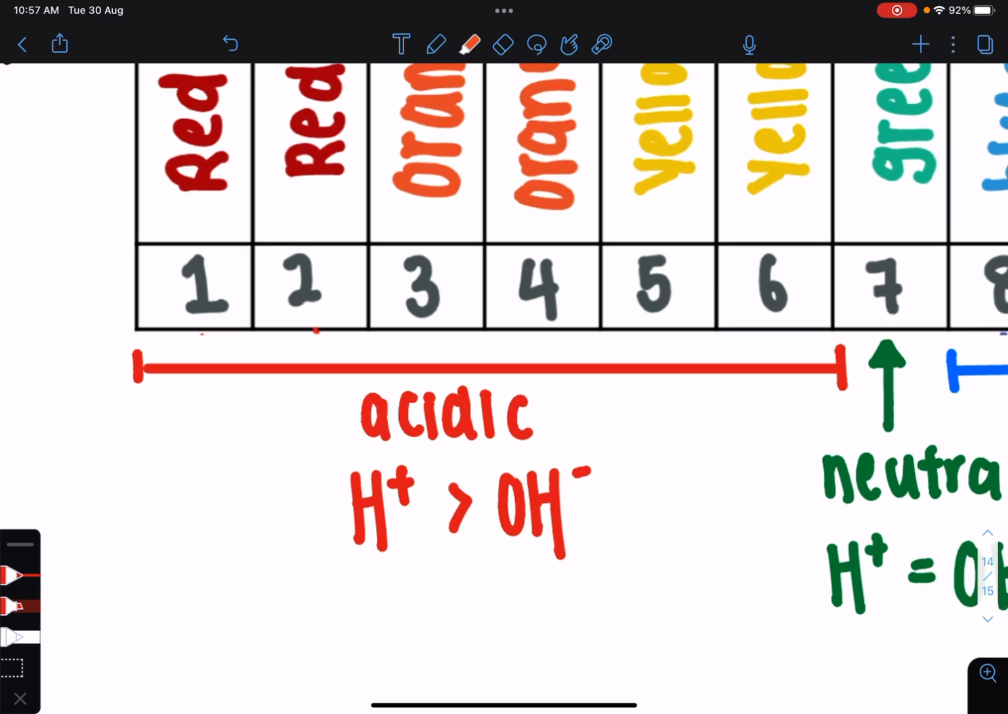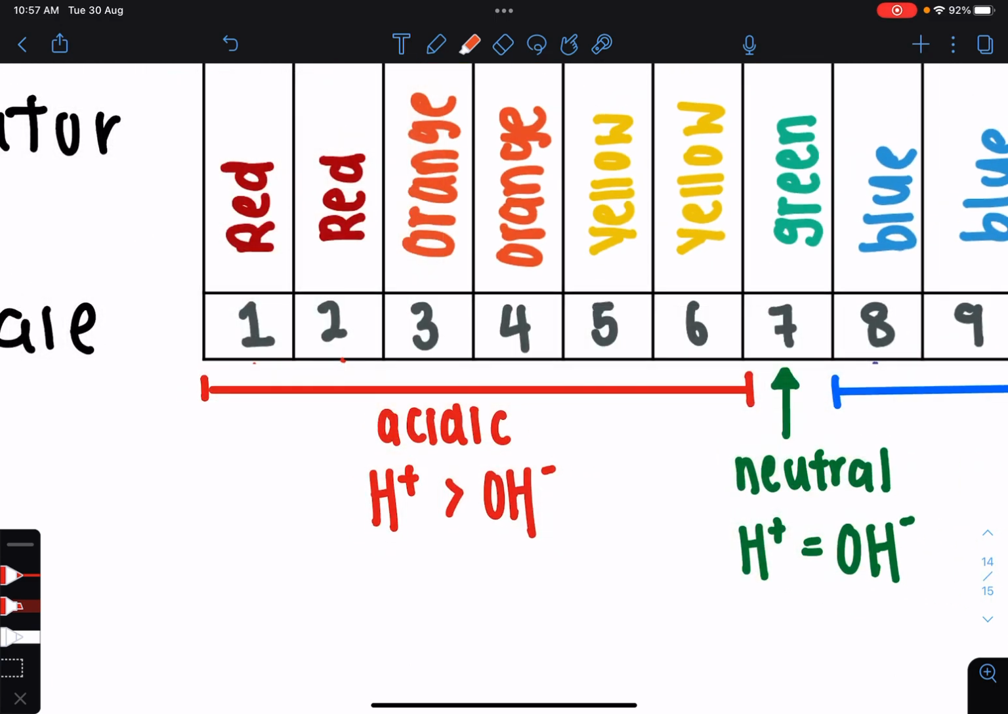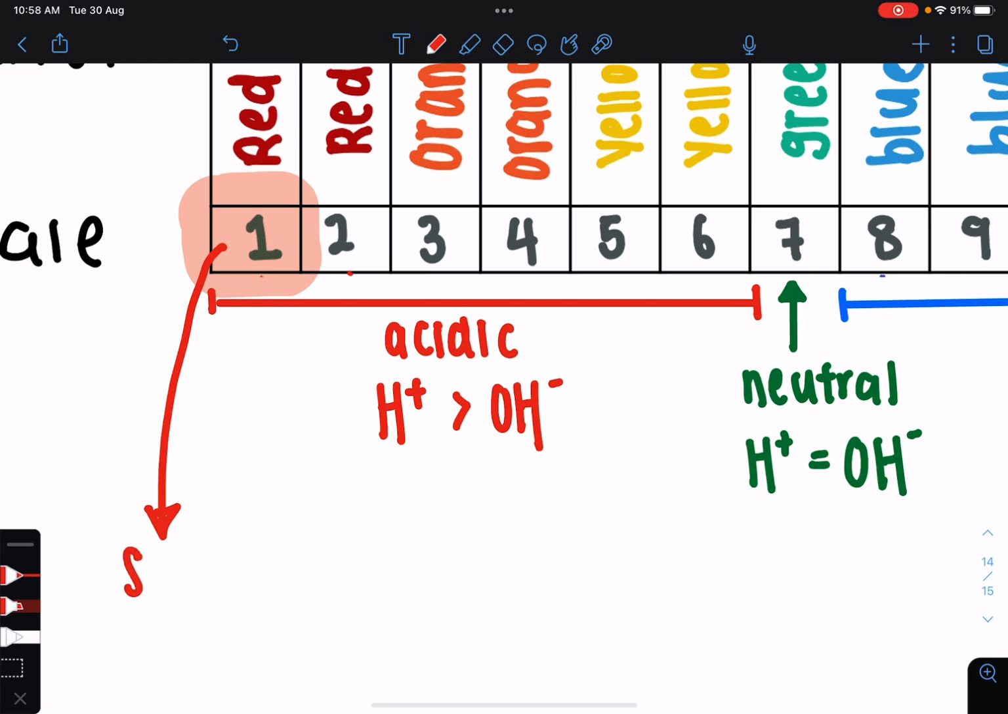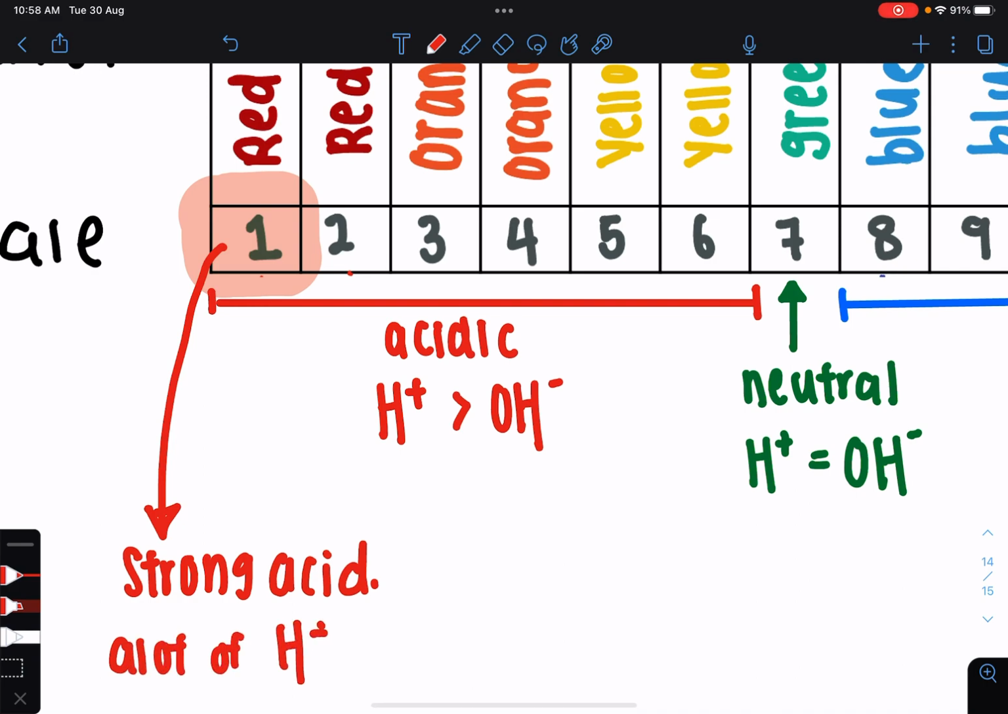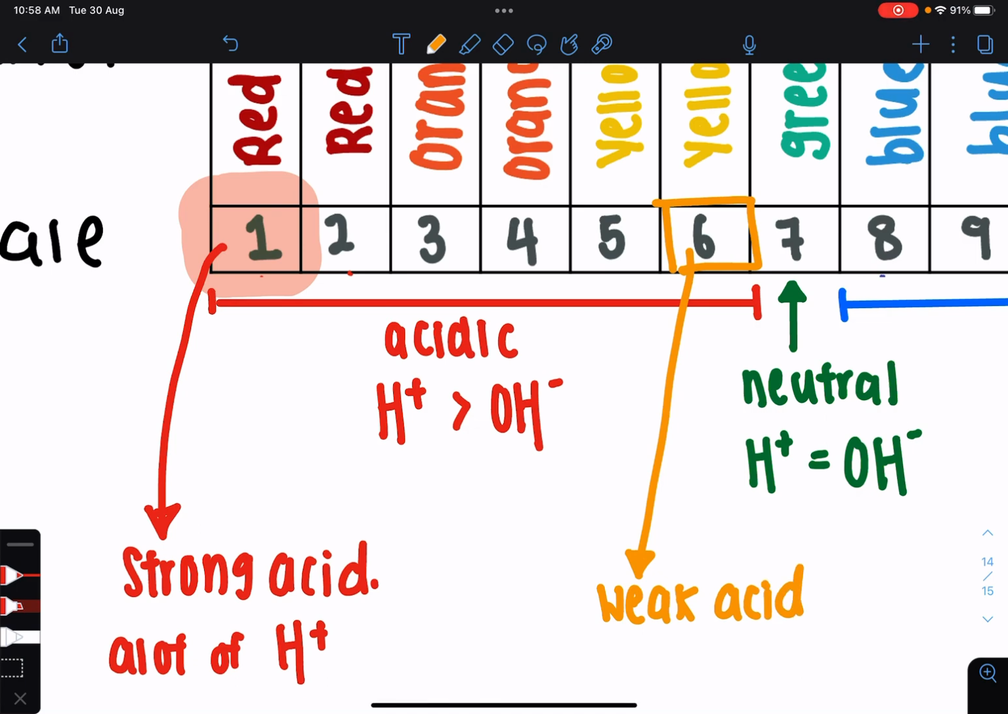So if we look at just the acidic numbers, from 1 to 6, pH 1 right at the bottom here will indicate that a solution is highly acidic, or we say that it is a strong acid. A strong acid means that there are a lot of H plus ions. Whereas if the number goes bigger, to pH 6 right here, pH 6 is still an acid, but this time it is a weak acid. There are still more hydrogen ions, but much fewer hydrogen ions.